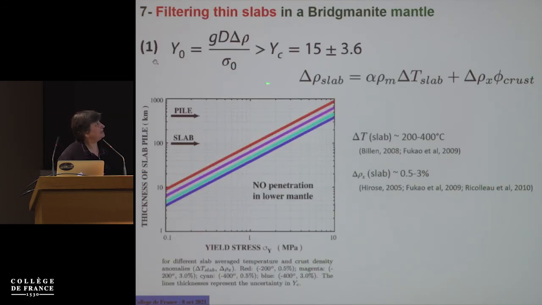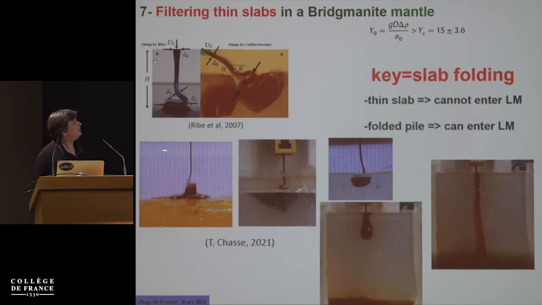And then the last thing is that, okay, we've got hot plumes, but we can do exactly the same exercise for slabs. And then we see that for a 100-kilometer slab, if we have a yield stress of about 1 to 10 megapascal, it's not going to be able to intrude into this viscoplastic bridgmanite. However, if we have a pile, then it's going to penetrate. And so the answer to that is that we have to have a slab pile forming, so slab folding.